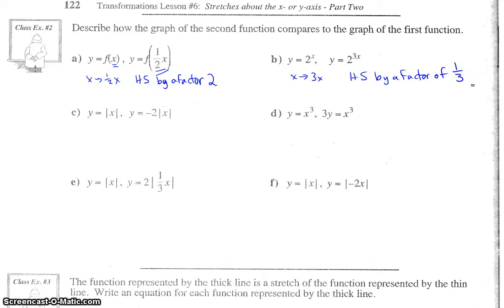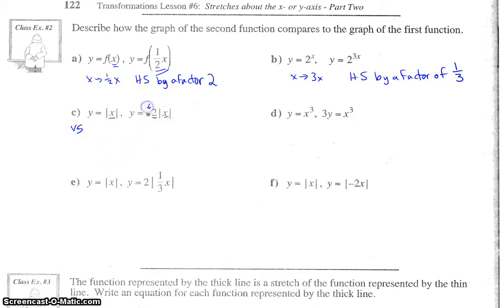Okay, let's look at C. We started with y equals absolute value of x. We ended with y equals -2 absolute value of x. Notice x, that part didn't change at all. So we have no horizontal stuff happening. However, we do have a 2, which means we're going to have a stretch. And the only other stretch kind would be vertical stretch for us. So we're going to write that down right away, vertical stretch.